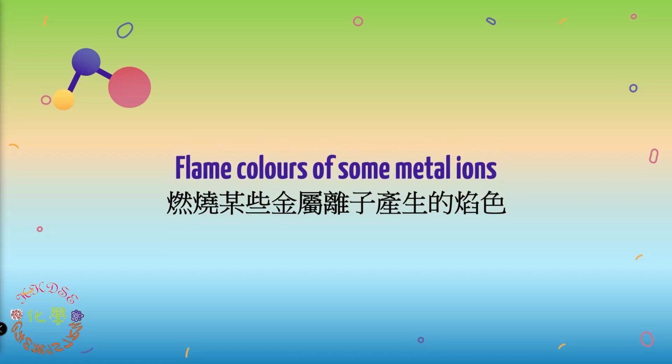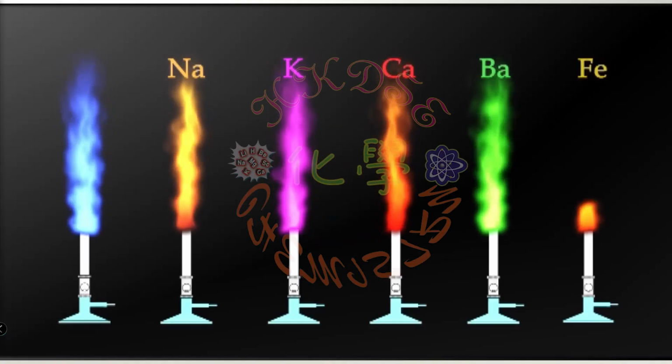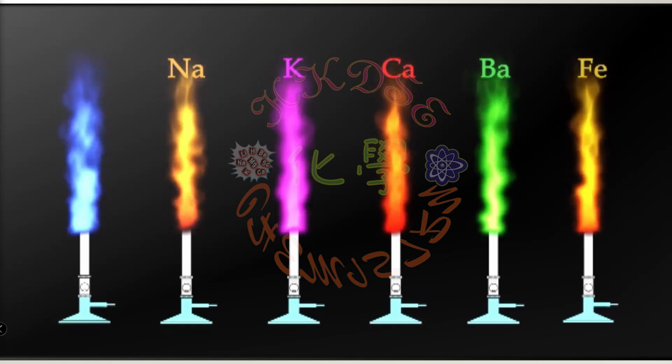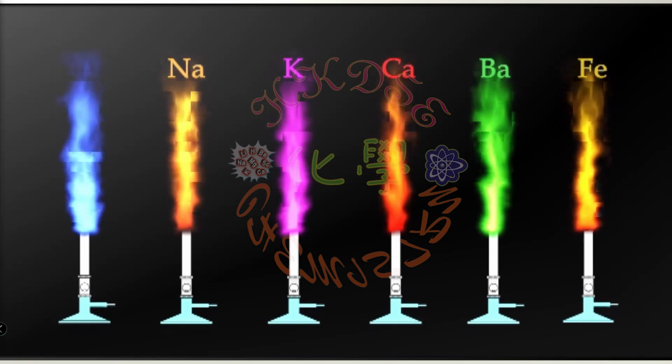Some metals and metal compounds, when burnt or heated strongly, produce a characteristic colored light. The flame test is based on this principle. The sodium-ion flame is golden yellow. The potassium-ion flame is purple. The calcium-ion flame is brick red. The barium-ion flame is yellow-green. The iron-ion flame is orange-brown.